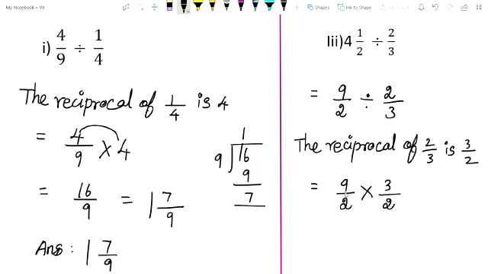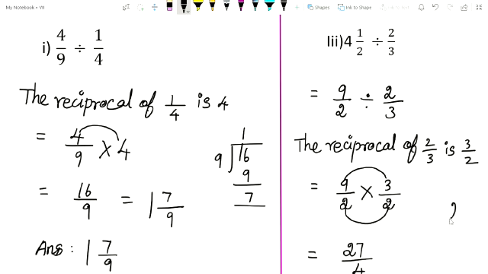You check here, 9 by 2, there is no common factor except 1. Even 3 by 2 also has no common factor. When you check crosswise, there is no common factor except 1. So in this situation, what do you want to do? You have to multiply numerator with the numerator, denominator with the denominator. So 9 3s are 27, divided by 2 2s are 4.